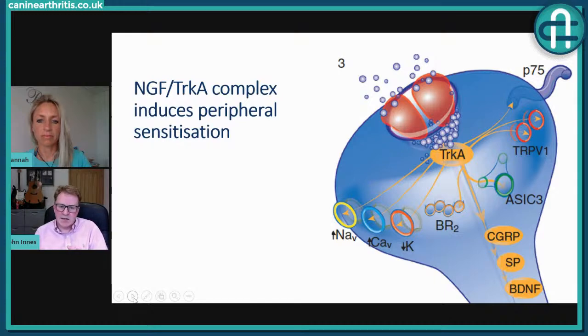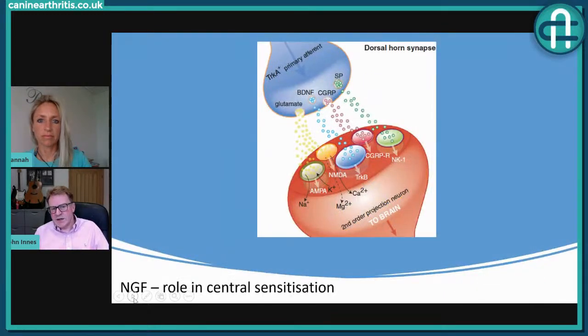So if we go to the next slide, where the primary nerve cell projects up into the spinal cord and meets another nerve cell, which is called a synapse, we're getting changes there and transmitters there, which are sensitizing that area. And we call that central sensitization because it's in the central nervous system. So osteoarthritis is causing changes not only in the joint, but actually in the nervous system at the level of the spinal cord.